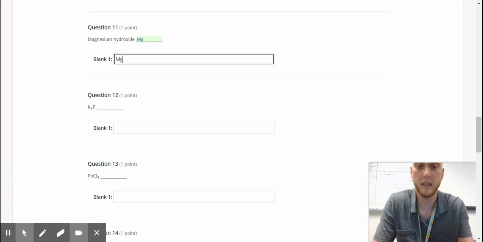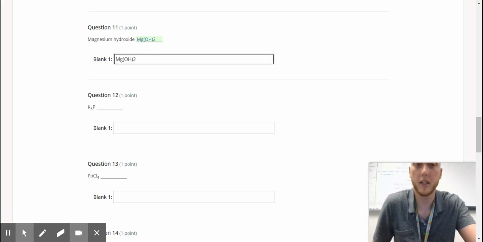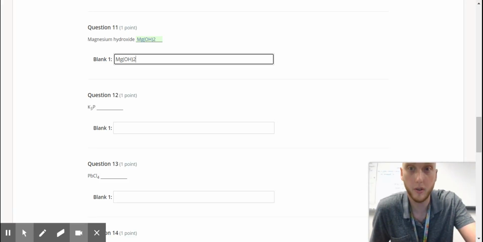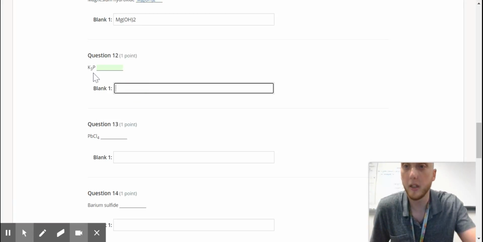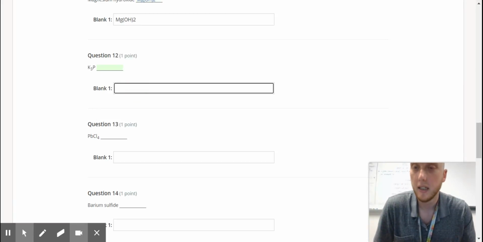So you're going to have one magnesium, and then OH, you're going to have to put in parentheses because there's going to be two of them, because you crisscross the +2 charge from Mg to hydroxide. And if you put just OH2, that's going to say there's two hydrogen molecules, not two hydroxide, which is a big difference.